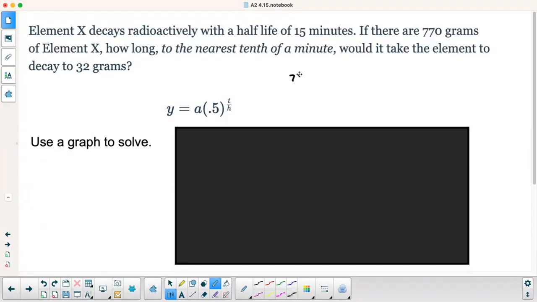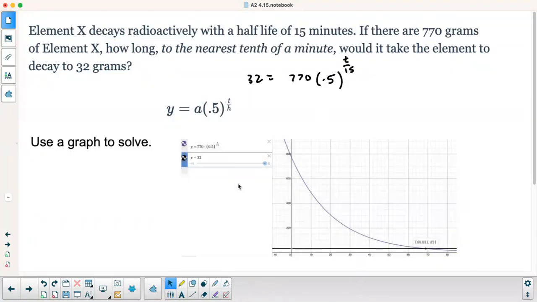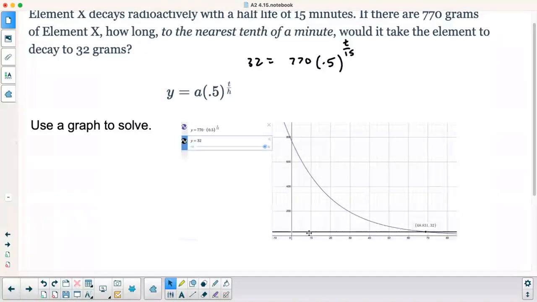So 770 is your initial. You're multiplying by 1/2, and then it's your time. Every 15 minutes, it decays by 1/2. So we want to know when that equals 32. So I'm going to graph this. I'm going to use x instead of t, and then I'm going to set it equal to y. I just want to use the graph to solve, okay? So if I look here, y equals 32 is down here.